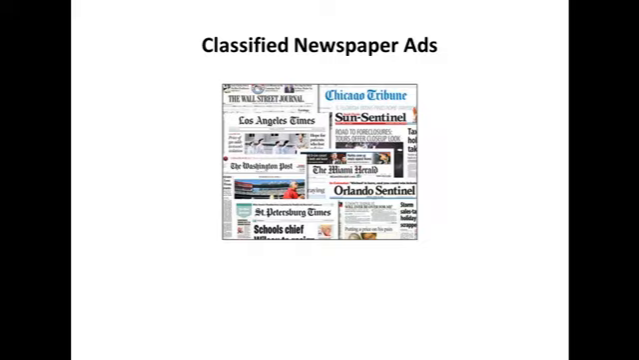Okay, let's talk about classified newspaper ads. Now, we're talking about offline ads. Obviously, you can be advertising online with online classified ads, but particularly in this training, I want to talk to you about classified newspaper ads. These are very powerful, underestimated, and most people on the internet are not talking about running classified newspaper ads for a couple of reasons.